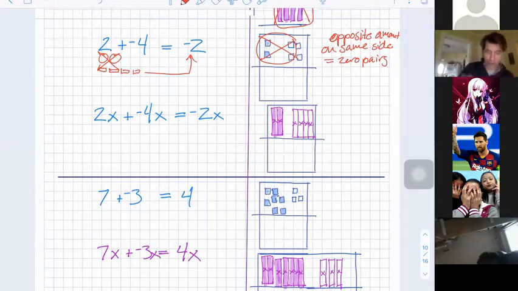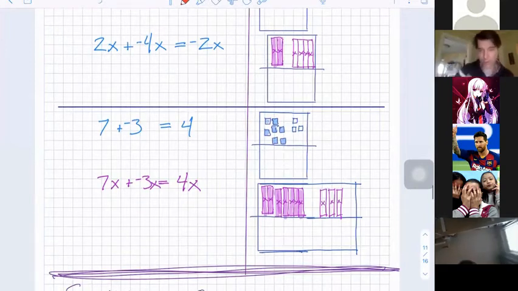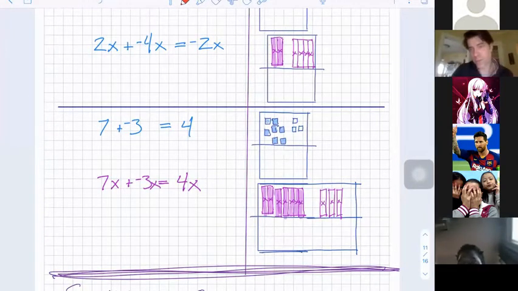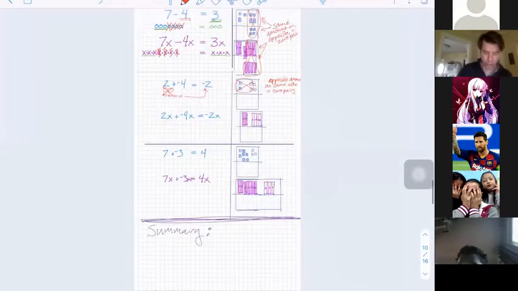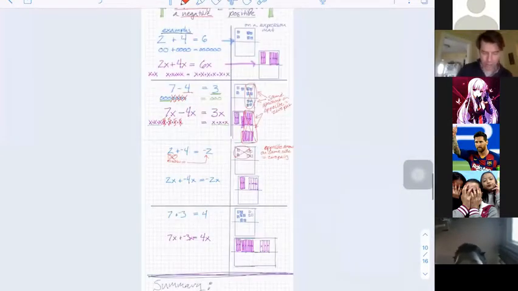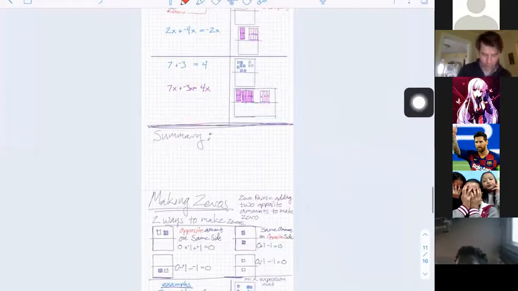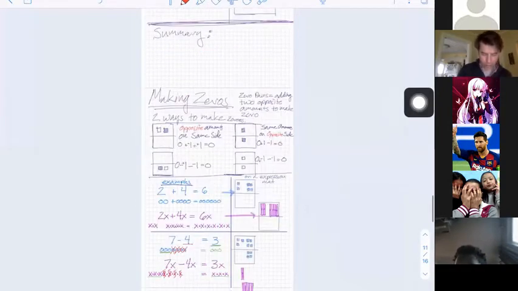Does anybody have any questions about this part at all? So that's 213. All you really need to know for 213 is that you can make negatives by putting things on the top, or by putting positives on the top or on the bottom. Let's talk about making zeros.